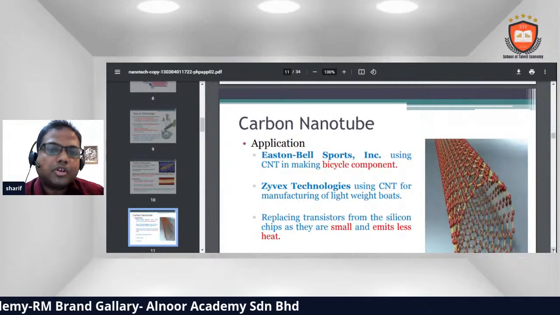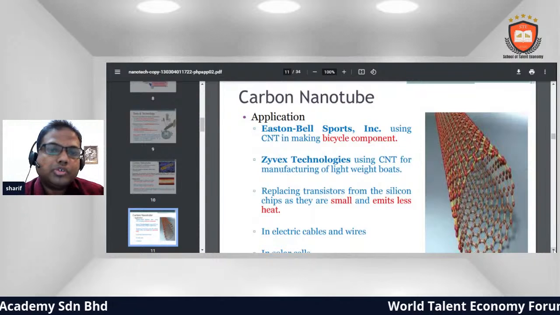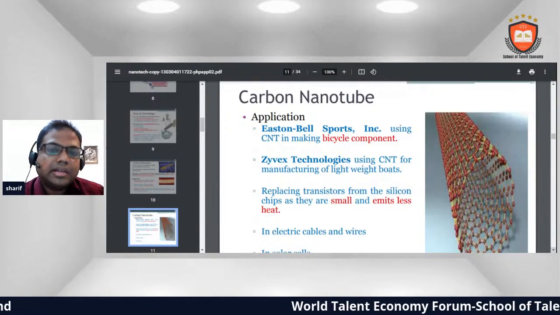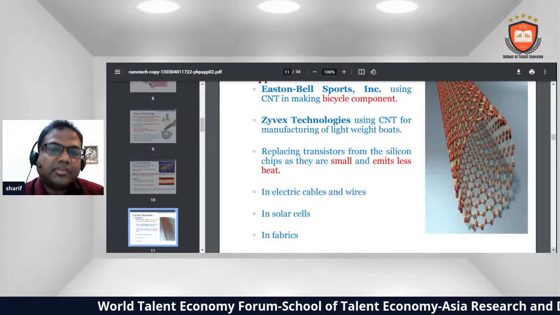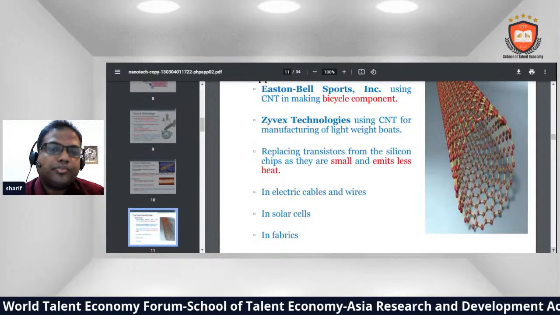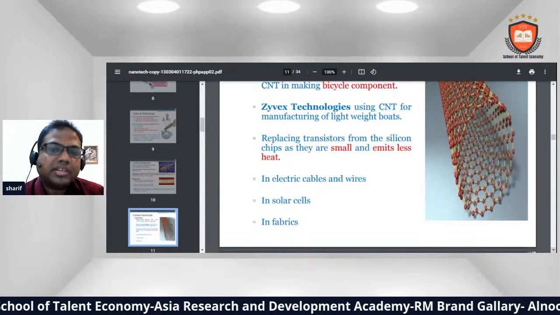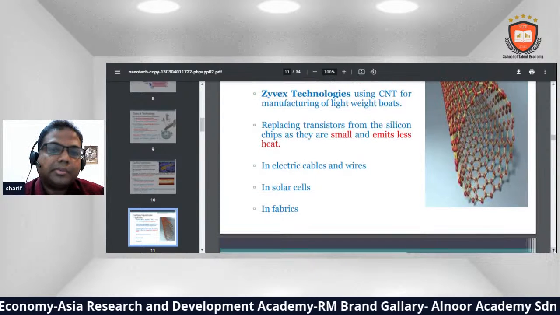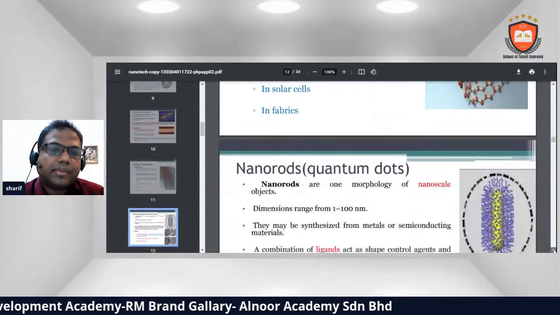Carbon nanotubes. Applications: stronger, lighter sports equipment, incorporating CNT in making bicycle components. Zyvex Technology using CNT for manufacturing of lightweight boats, replacing transistors from silicon chips as they are small and dissipate heat, electric cables and wires, solar cells, fabrics.